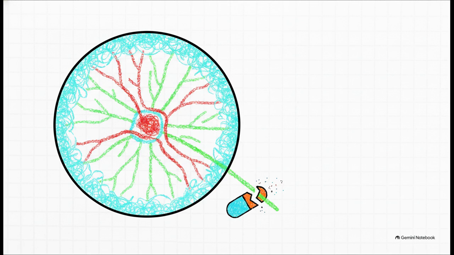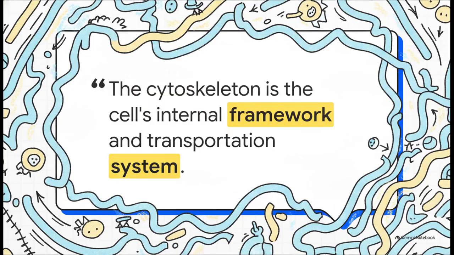They use phalloidin to bind to actin and highlight the cell's shape. They use alpha-tubulin antibodies to illuminate the microtubule highways, and vimentin antibodies to tag the intermediate filaments. This literally allows researchers to see this invisible, glowing city right under a microscope. Which brings us to our final takeaway. The cytoskeleton is the cell's internal framework and transportation system.